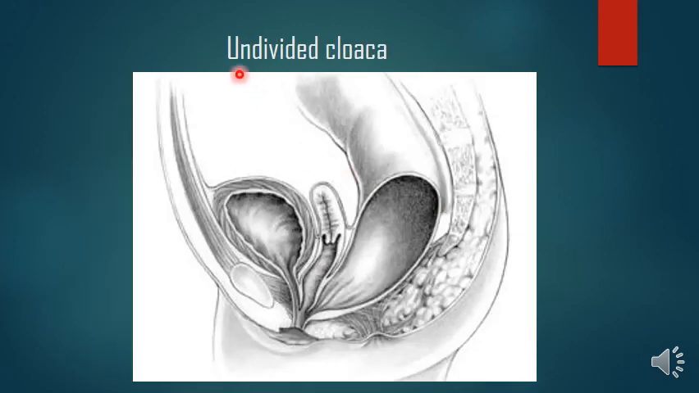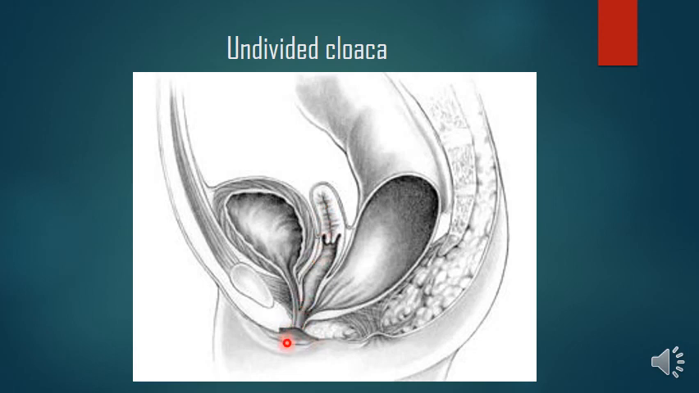And one more thing is undivided cloaca. So when does the undivided cloaca result? When there is no formation of the urorectal septum. So that means the urorectal septum fails to develop completely, and the undivided cloaca opens to the exterior through a common perineal orifice. You can see this is the rectum, this is the urinary bladder, and this is the uterus and the vagina.